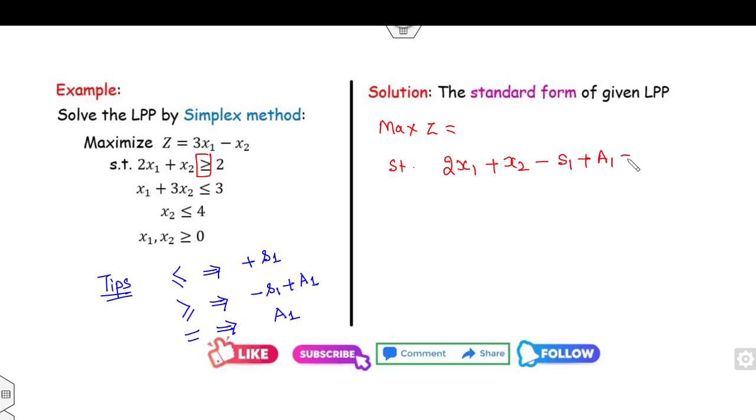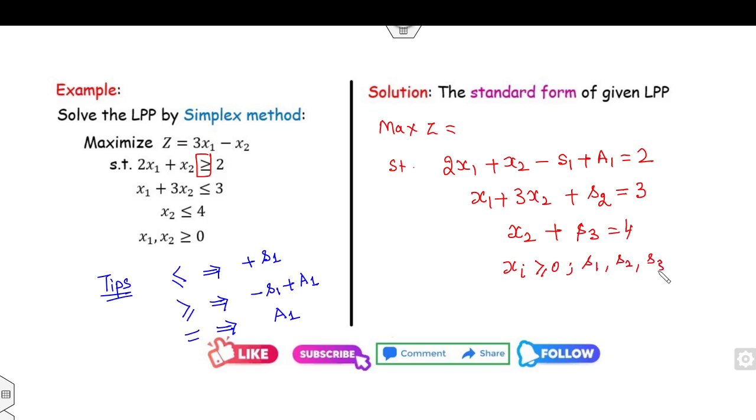Similarly, for the second constraint, it is of the less than sign. So I can use only S, because S1 is already there. So it's my S2. Similarly S3 for the third constraint. So all xi's are greater than 0. S1, S2, S3 are greater than 0, as well as A1 is also greater than 0.